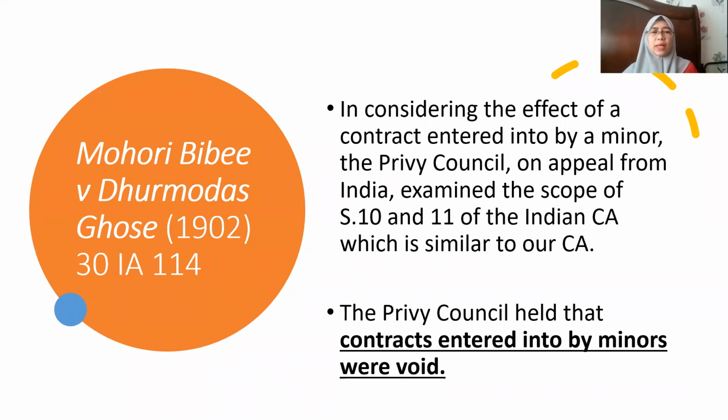In considering the effect of a contract entered into by a minor, the Privy Council, on appeal from India, examined the scope of sections 10 and 11 of the Indian Contracts Act, which is in pari materia with our Contracts Act 1950. Whatever appeal, you would go to the Privy Council, the same practice as here in Malaysia before we had our own Federal Court. And what was the decision? The Privy Council held that contracts entered into by minors were void. Whatever contracts minors signed or executed were void, with no legal effect and not enforceable whatsoever.